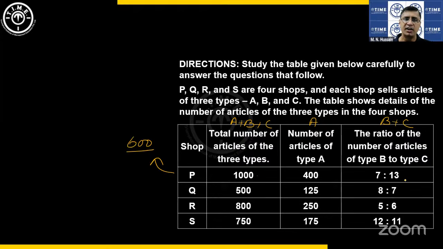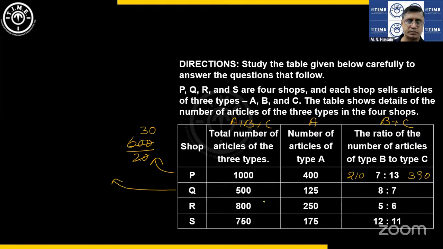What is the ratio? 7:13, which means 7 plus 13, 20. Now simplify, it goes exactly 30 times. 30 into 7 is 210. 13 into 30 is 390. The number of articles of B and C are 210 and 390. In the same manner, just look at the second part.